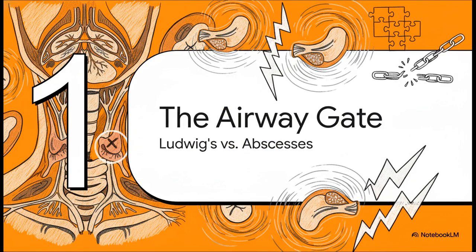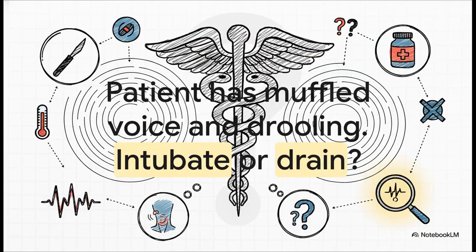Okay, let's kick things off with Section 1, the anatomical airway gate, where we pit Ludwig's angina against deep space abscesses. Picture this. You're in the clinical hot seat. A patient presents with a muffled voice, a high fever, and they're drooling. Now, what's the trap here? It's recognizing that a muffled voice is pure noise. It's a shared symptom that pops up in multiple life-threatening emergencies, from retropharyngeal abscesses to Ludwig's angina.